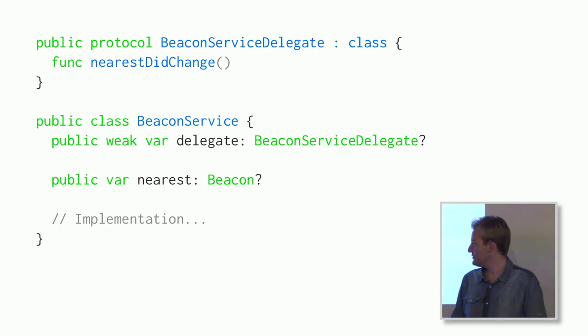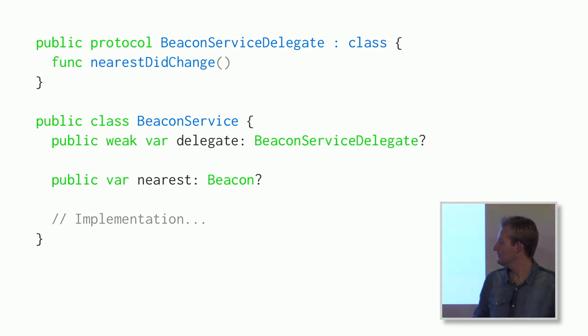So this is my beacon service. It has a dedicated delegate, which is a protocol, and one data member, the nearest beacon, which is optional because a beacon can be not available, it can be no beacons or one beacon. Anytime the beacon changes, the beacon service will say to its delegate the nearest changed, and then whoever is the delegate can look at the nearest, what it is now. So that's the delegate pattern, the one Apple uses a lot.